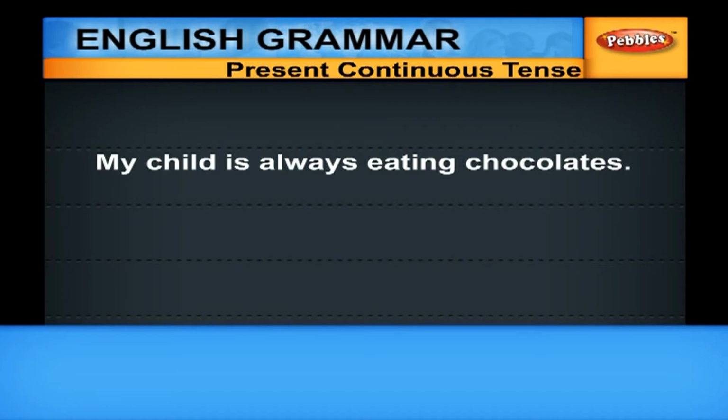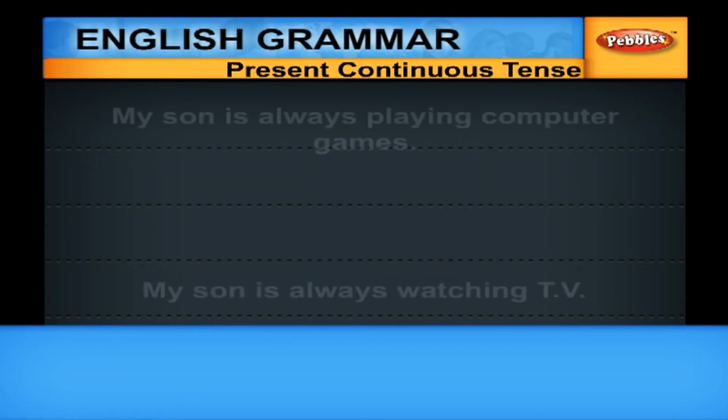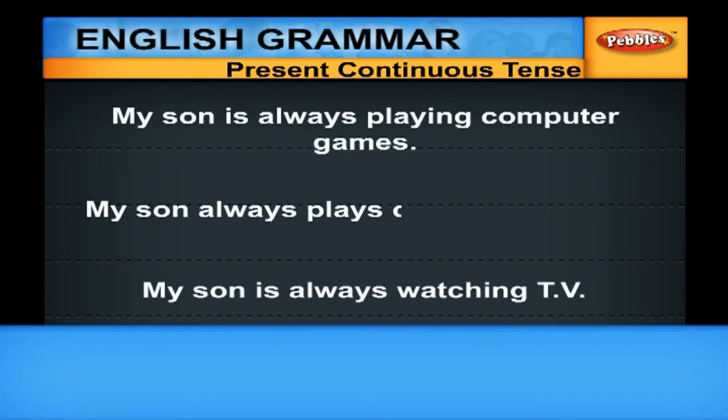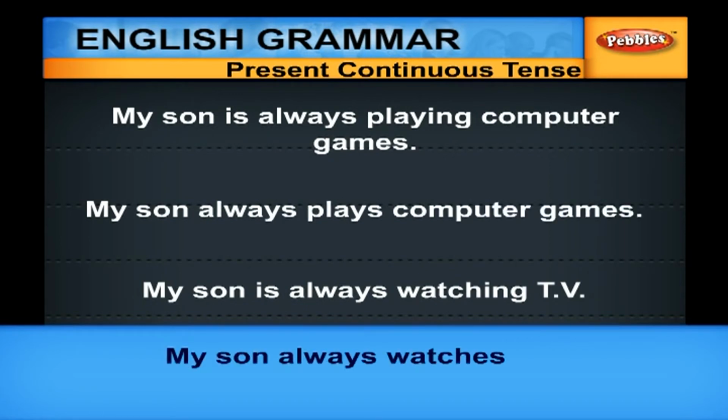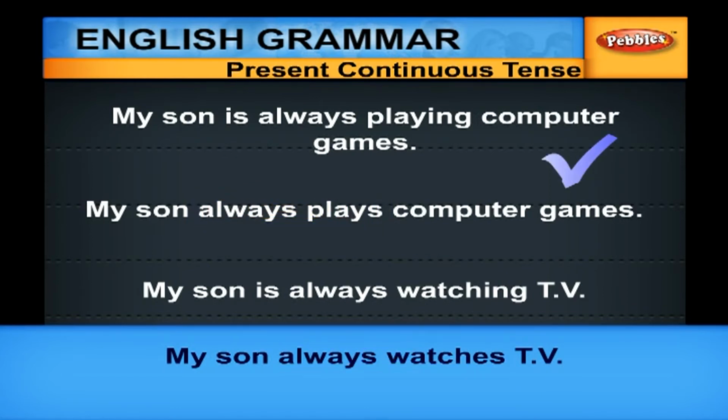You can say, "My child always eats chocolates. My son always plays computer games. My son always watches TV." These actions may be habitual actions. Technically, you have to use only simple present. But in complaints of this nature, continuous aspect is also permitted. Some more examples to understand this usage.